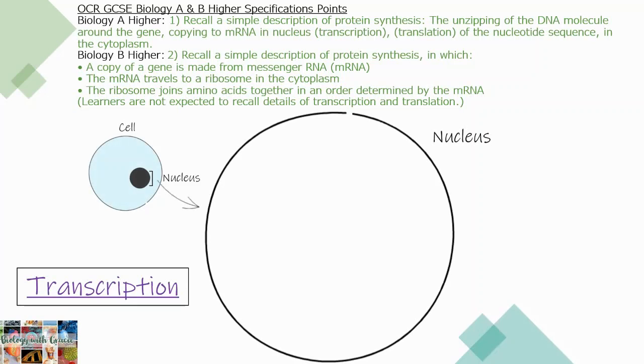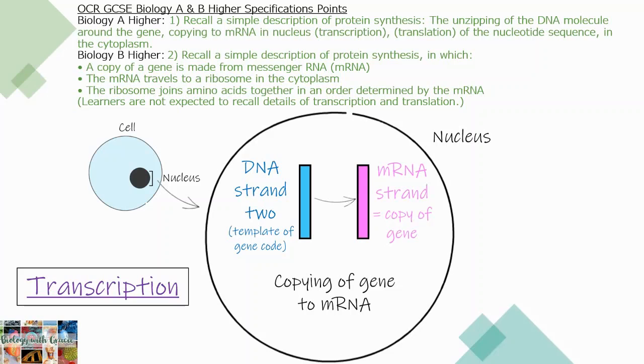Now, after the DNA strands have separated, the second DNA strand, which is the template of the gene code, is actually copied into mRNA. Now, this occurs by the formation of hydrogen bonds between bases. So on the DNA strands, there are A, T, C and G bases, whereas on the RNA strand, there are U, A, G and C bases. So A on DNA complementary base pairs with U, T complementary base pairs with A, C with G, and G with C.